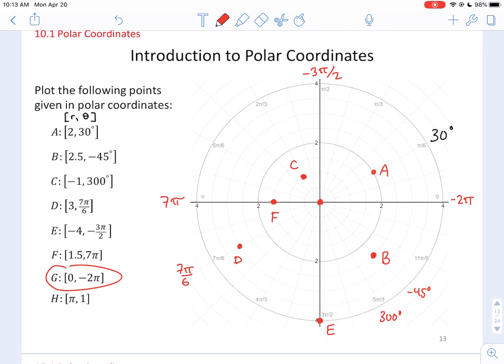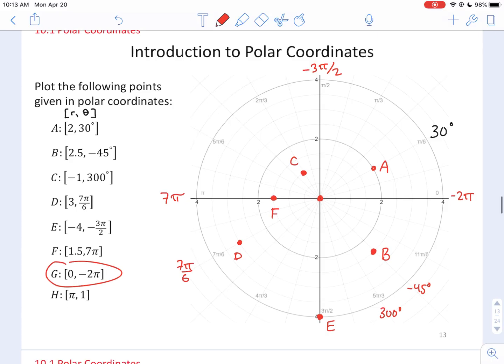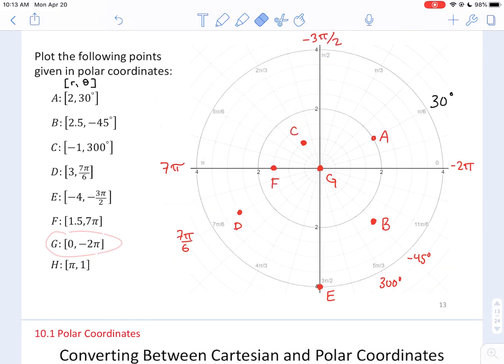You just put a point right here at the origin, and this would be point G. Now you might realize at this point that you could describe that point no matter what angle I put here. If the radius is 0, that means don't go anywhere from the origin. So it really doesn't matter what angle you're pointing at. If you go 0 units away from the origin, you're going to stay at the origin.